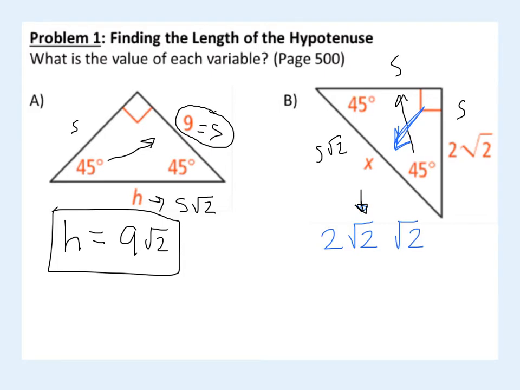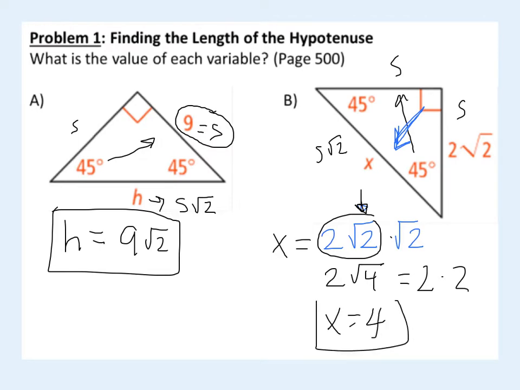So if I were to simplify this, again, this is what x is equal to, because it's my shortest length, times square root 2. This would be 2 times the square root of 4, because square root 2 times square root 2 is 4, which is 2 times 2, so x here is equal to 4.